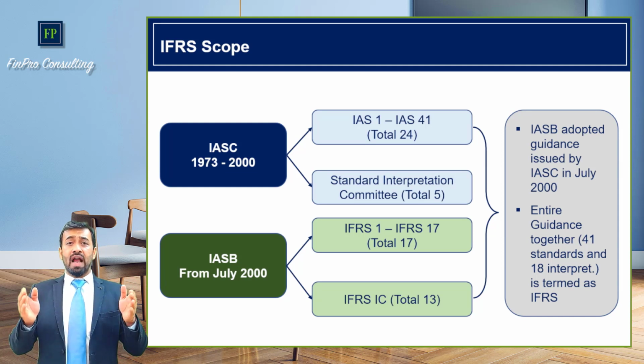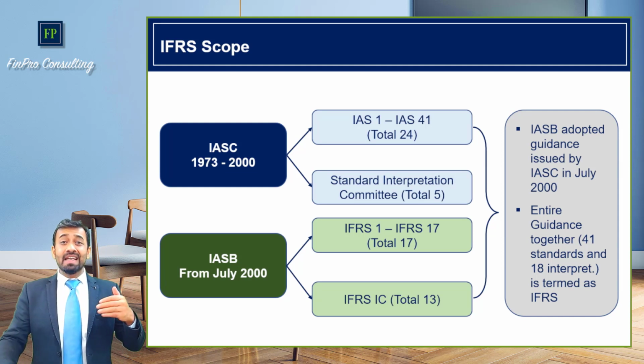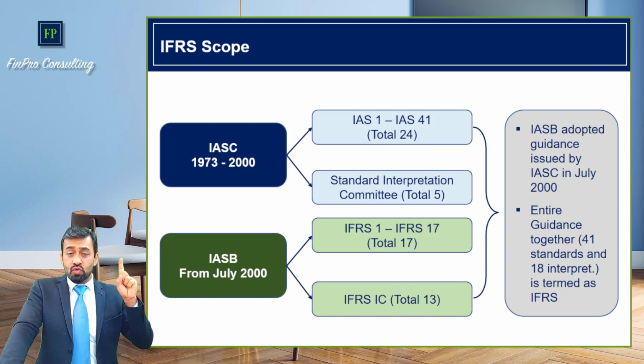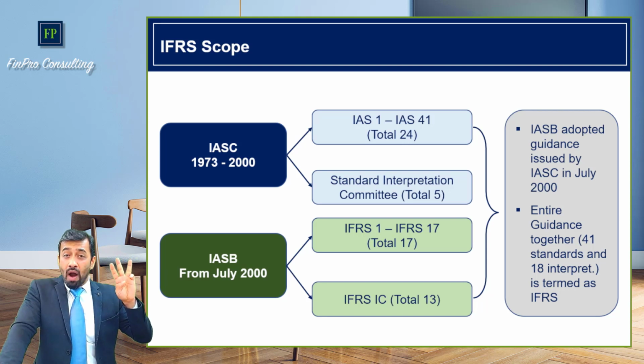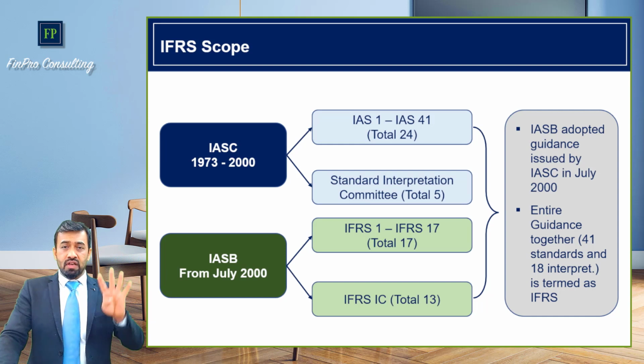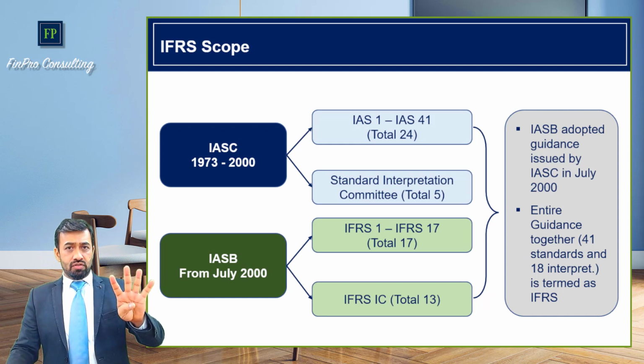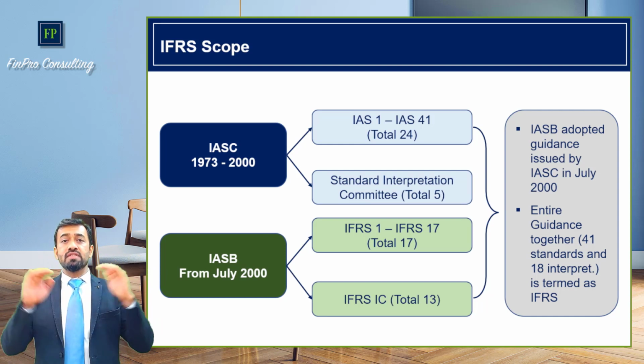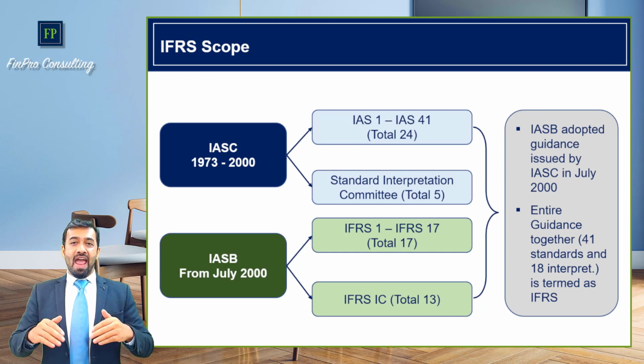When we call the guidance IFRS, it contains these four sources of guidance: IAS 1 to 41, the 5 SICs, IFRS 1 to 17, and the IFRICs. So these are 13 IFRICs. This combined guidance of these four sources is considered as IFRS.